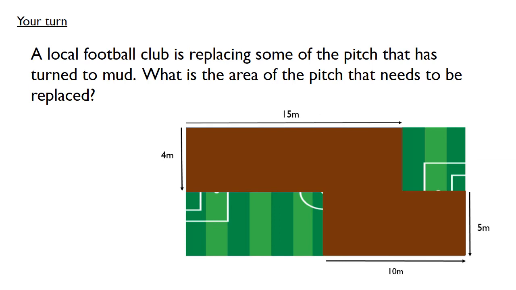So you need to now, knowing what you know about working out the area of compound shapes, work out what is the area of this brown section which needs to be replaced. So pause the video here, have a go at this word problem, and then we'll go through it together on the next slide.